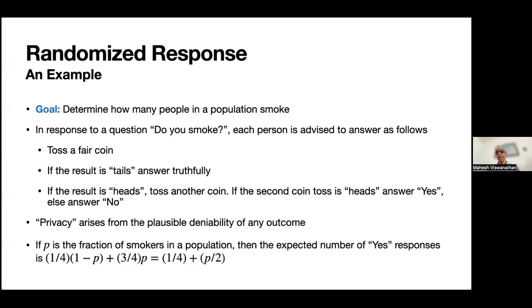Essentially, every smoker, according to this protocol, has a 3/4 probability of answering yes, whereas every non-smoker has a probability of 1/4 of answering yes. And if you do the calculation, the expected number of yes responses has a close correlation to the actual fraction of people who smoke in that population. So by estimating the number of yes responses, you can gauge exactly how many people smoke in that region.